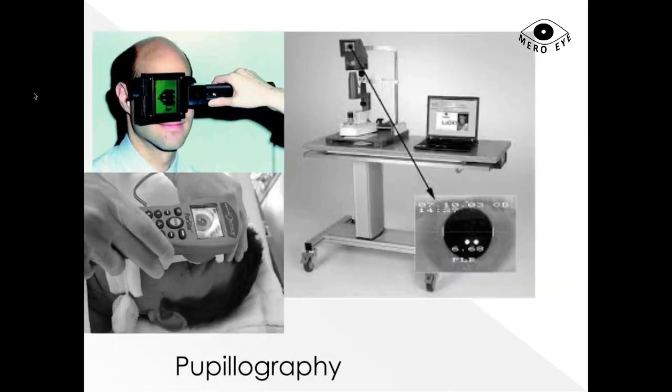In this photograph, we can see various types of pupillography machines. The first photo on the top left, we can see a handheld pupillometer device, which helps us to measure the pupil size. The second, on the bottom left, is another handheld device to measure the pupil size. And the third one is the desk-mounted pupillography, in which we can measure the size of the pupil.